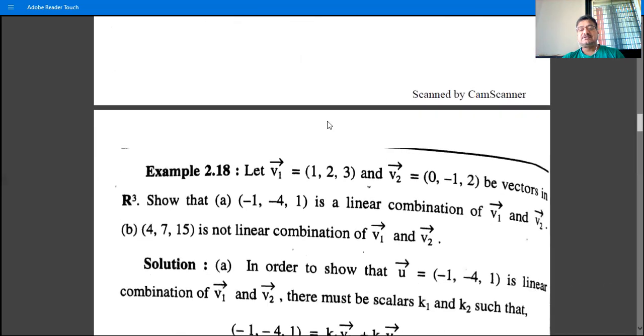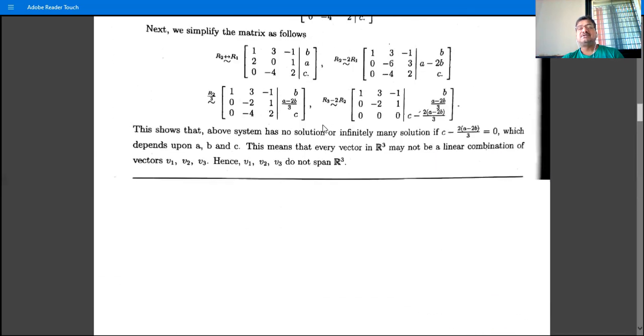We will see the same type of examples in the next lecture, that is linear combination and spanning examples. Okay.